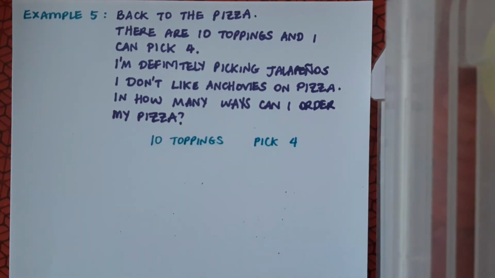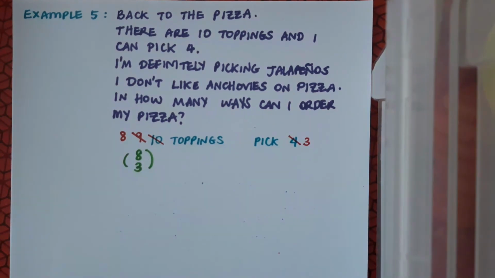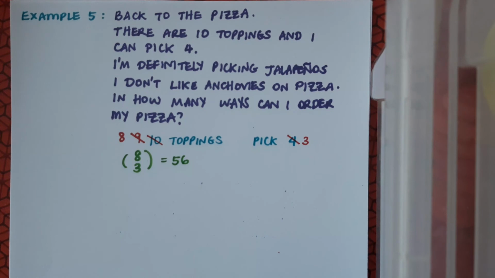Okay, so again, I've got 10 toppings. I need to pick 4. I've already decided on jalapenos. So that means I must pick 3 toppings from the remaining 9. But I don't like anchovies on the pizza. So I'm reducing my level of choice down to 8 toppings. But I still have to pick 3. I've picked my jalapenos. I need 3 more toppings. So I'm going to have 8 choose 3 as my calculation. I'll go to the calculator for that and I get an answer of 56.